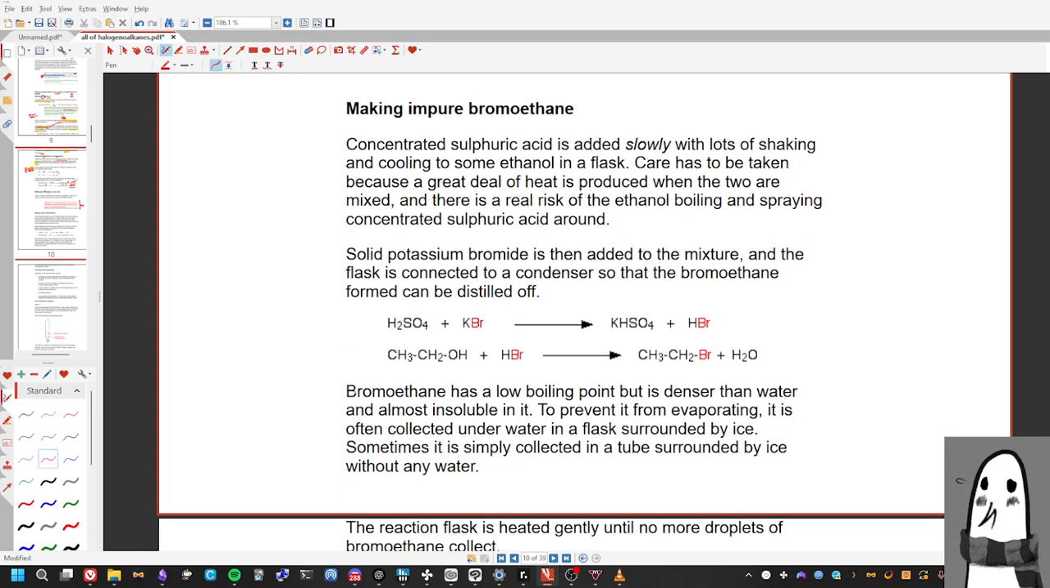Now going back into it, if we're trying to make bromoethane, then we need bromine. And if we have bromine, then we can go one way using red phosphorus plus your bromine plus your alcohol inside your reflux and heat it. Or you could go the other way.